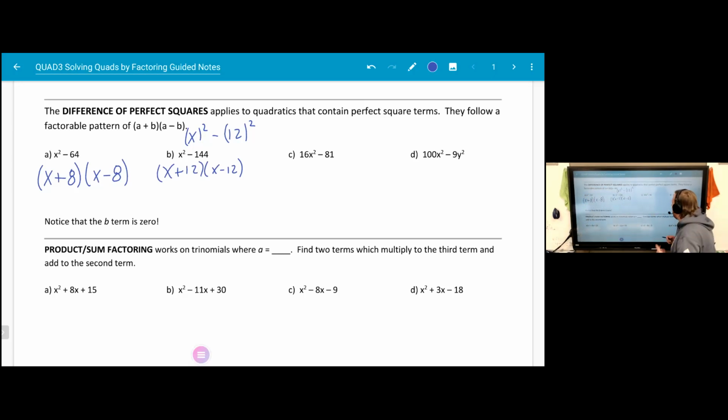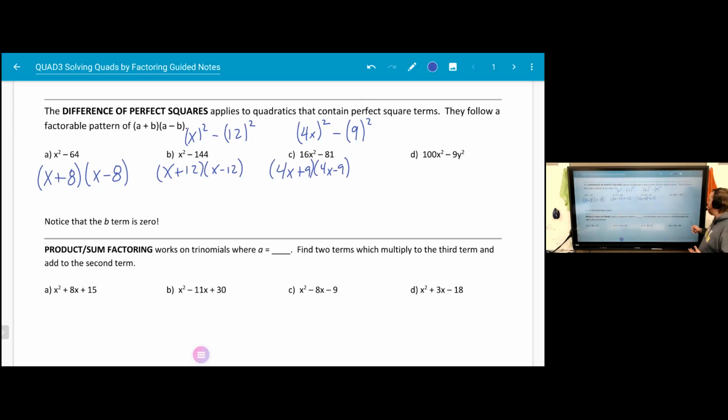Okay. Ooh, here's one. 16x squared minus 81. What squared gives us 16x squared? How about 4x squared? Because 4 times 4 is 16, and x times x is x squared. Minus, well, 81, the square root of 81 is 9. So think about these things. The two things I've just put in there as the squares, those are what I'm putting in as my a and b. 4x plus 9, 4x minus 9.